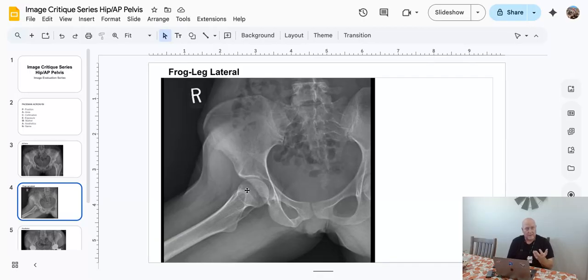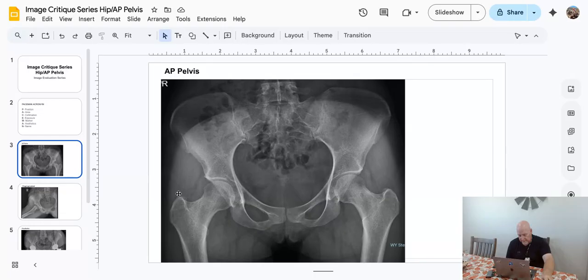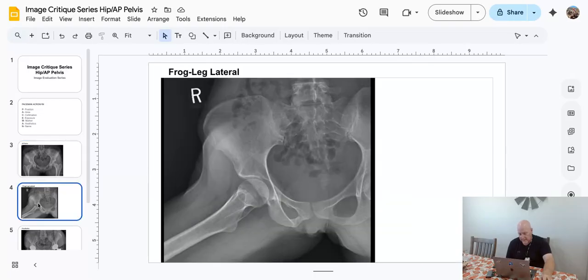That's why they call it a lateral. It's a different view. On the AP, we see the greater trochanter in profile, right? Like this one right here. And on the lateral, we're able to see the lesser trochanter in profile, okay, where the greater trochanter is superimposed by the superior femur. We're able to see the head of the femur going in the acetabulum.